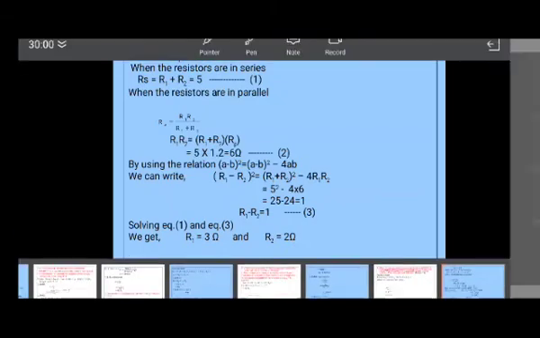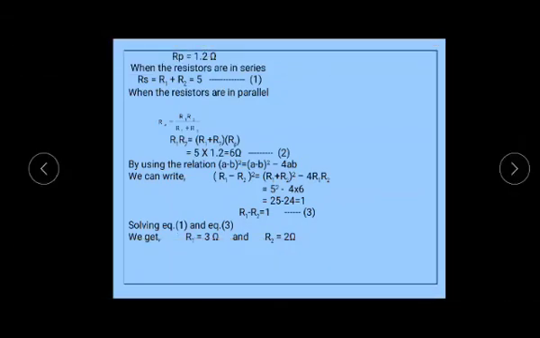So when two resistors are in series, Rs is equal to how much we got? 5. But Rs is equal to R1 plus R2. How much we have? 5. Let us name it as equation 1.